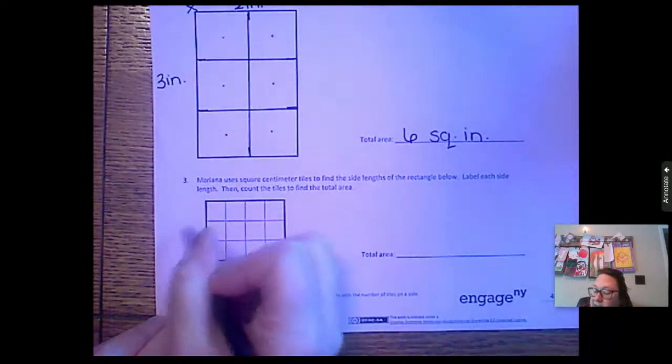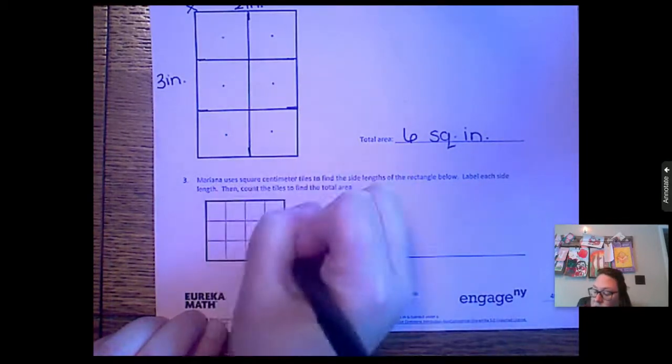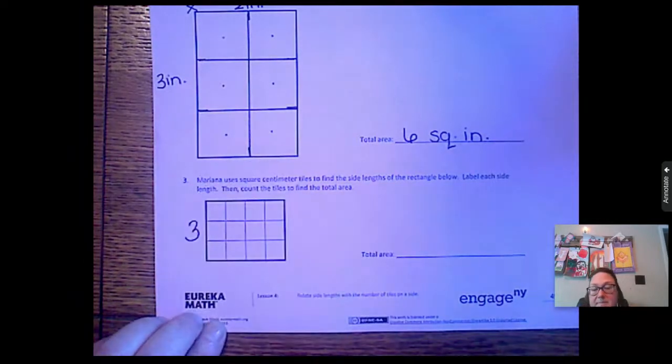So for on the side here, we'll see how many rows we have. So we have 1, 2, 3 rows. So we're going to put a 3 right there because there's 3 rows. And then how many are in each row? Go ahead and label that top side.